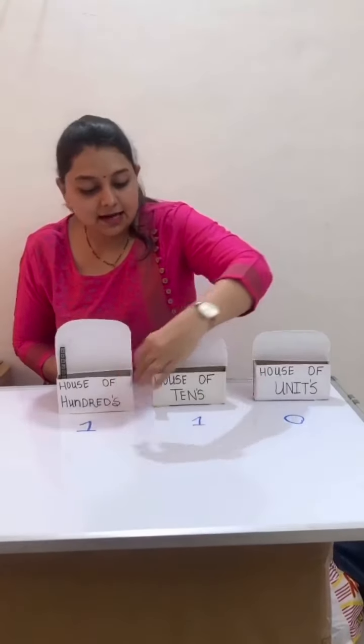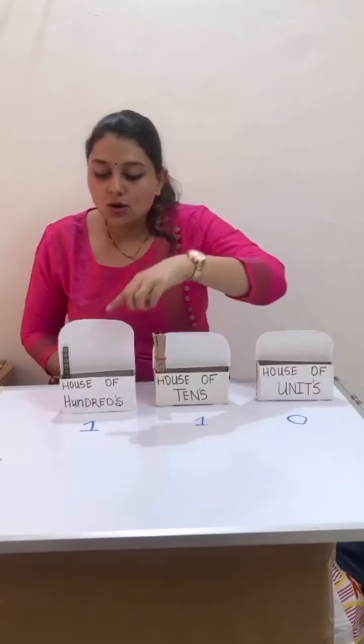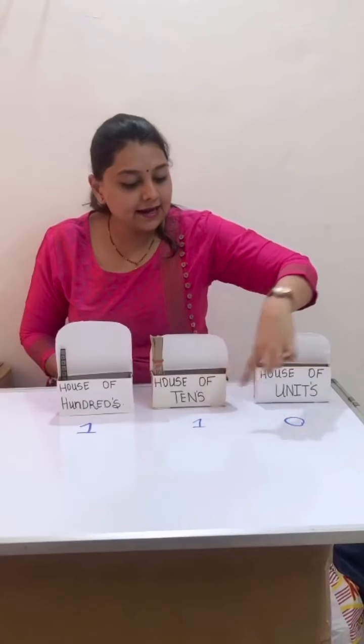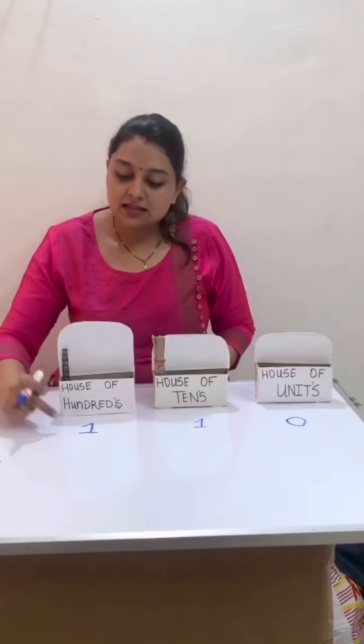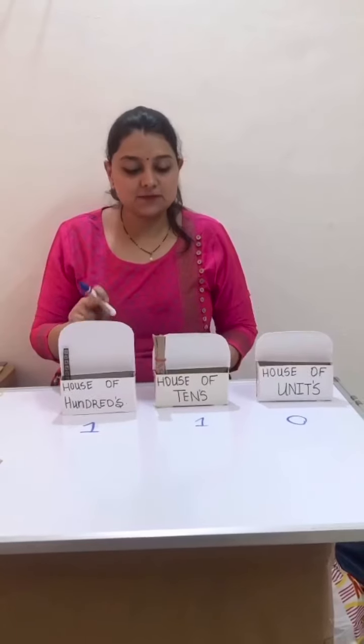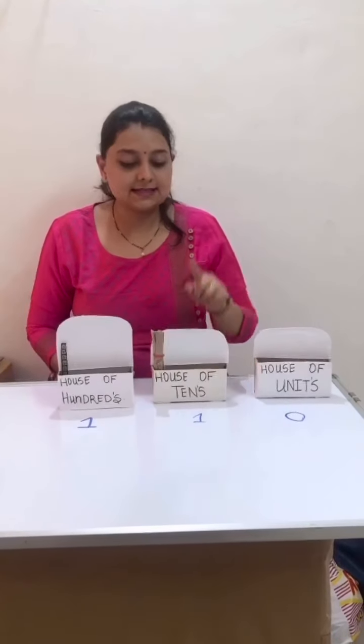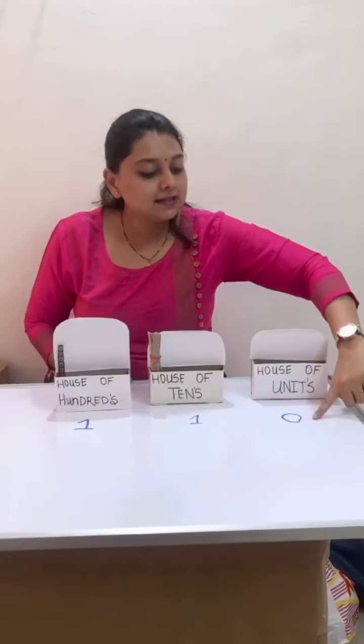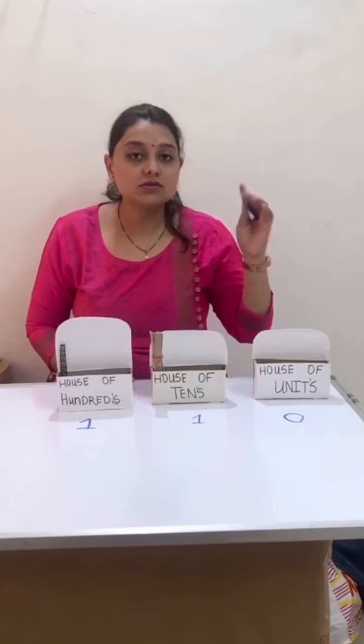So this number is read as 110. Number 1 is standing in the hundreds place. This number 1 is standing in the tens place. This number 0 is shown as there are no sticks in the house of units.